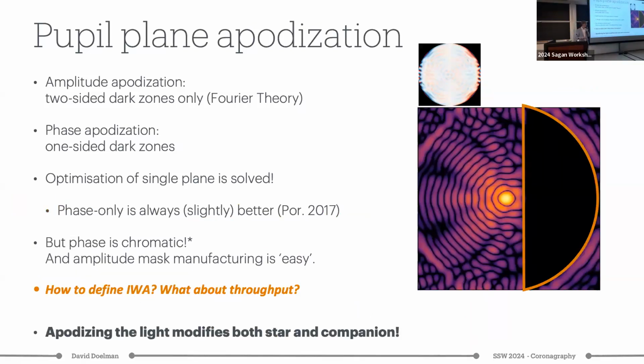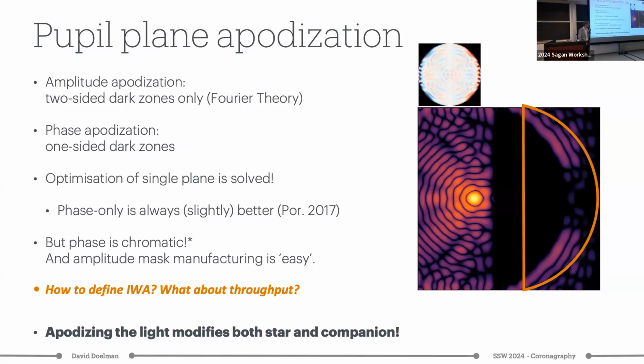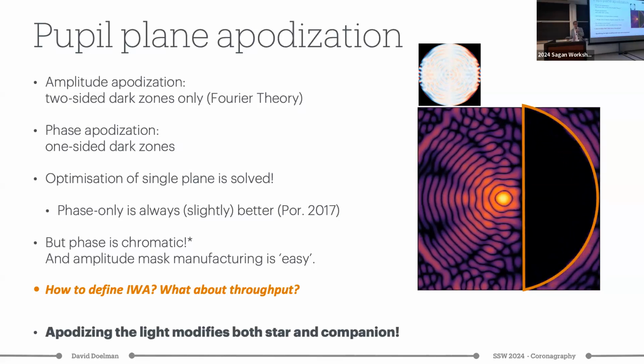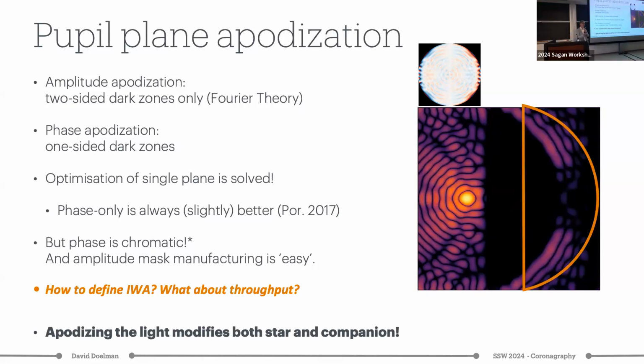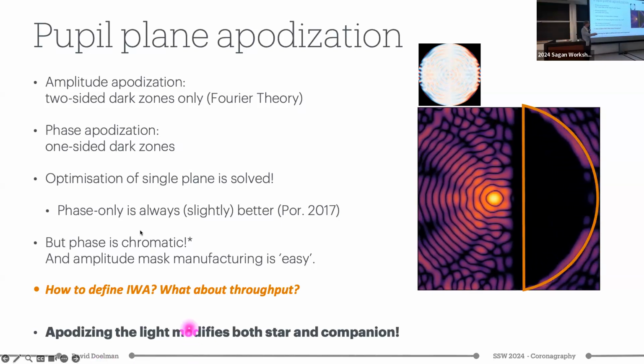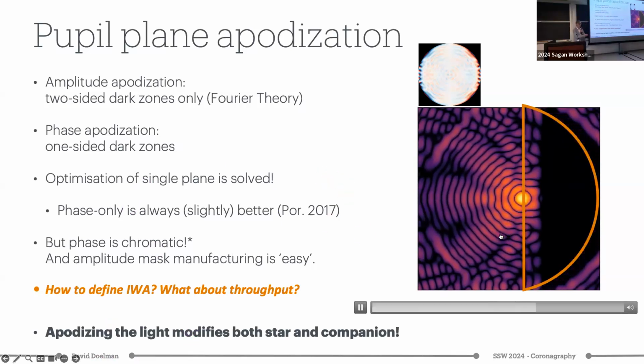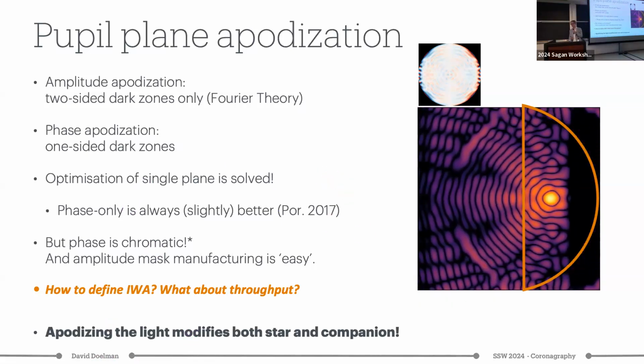Now here I made an apodizing phase plate. And one thing I want to leave you with, and you can think about during the breaks, is how do we define the inner working angle and the throughput if you're just moving the star around? So here I do the same thing as I did for the other focal plane coronagraphs, moving it around, and you can see there's no change in intensity. I just shift the PSF.